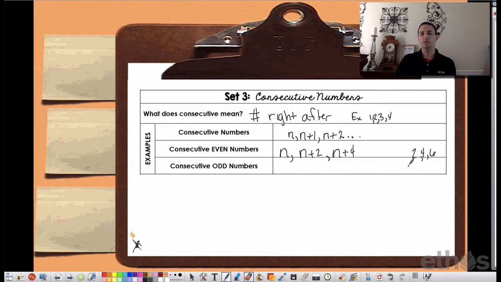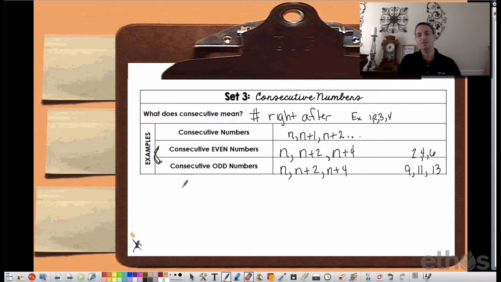And then let's use odd. Let's just use 9, 11, and 13. That first number is going to be our n again. How do we get from 9 to 11? That's the question we look for. Well, add 2, and n plus 4. And it's the same setup. These two carry the same let statement setups.